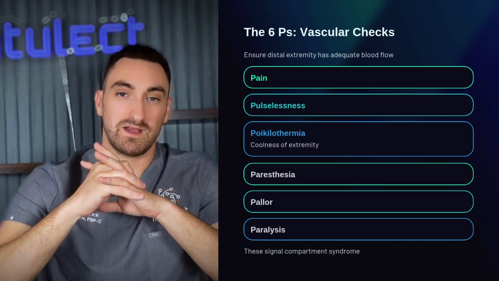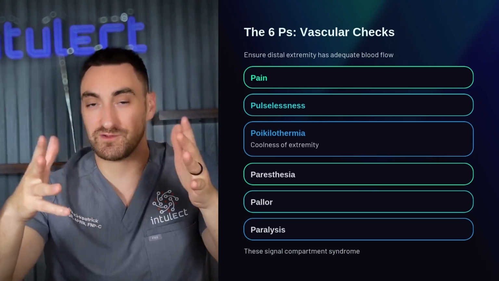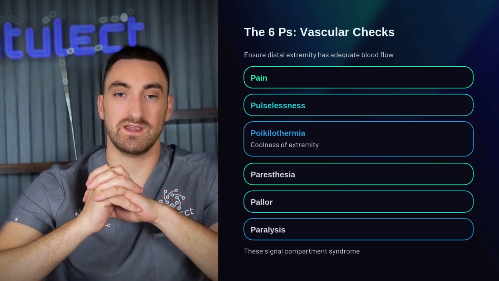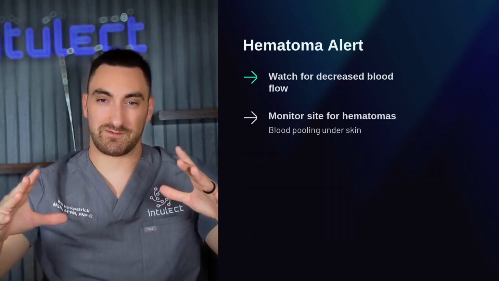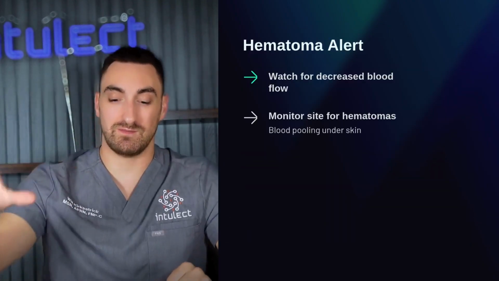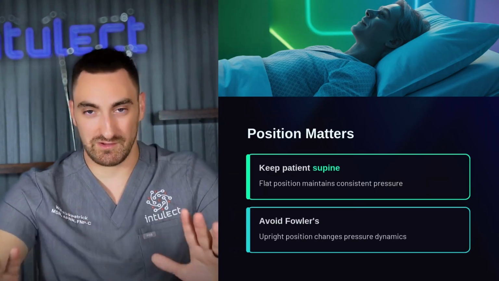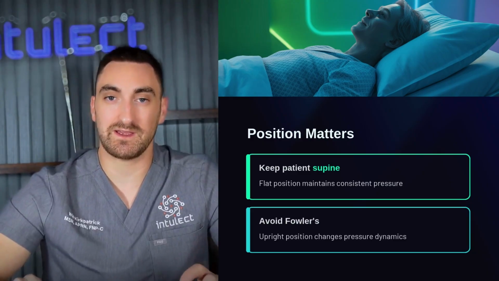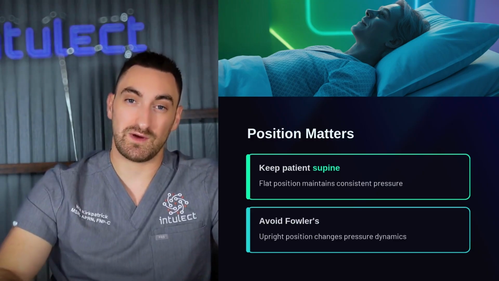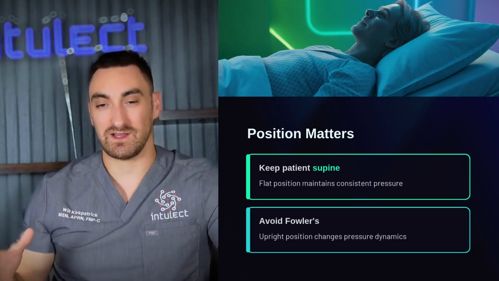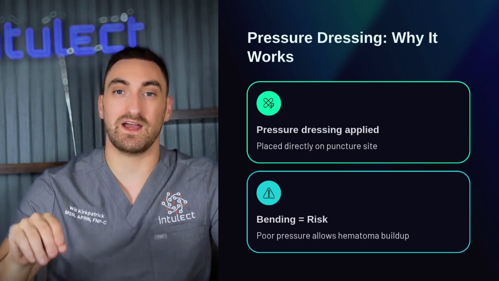So you're going to look for some issues such as your 6 Ps. Think compartment syndrome: pulselessness, poikilothermia, so the coolness of the extremity, paresthesia, pallor, and then paralysis. So look out for those, see if there is decreased blood flow, and of course monitor the site itself for any hematomas that are forming underneath the skin. Just really look out for the vascular status of the leg. What you'll likely do afterwards as well is keep this patient supine. You don't want to put them in Fowler's position, where it could increase or decrease the pressure directly on the site, since they usually have a pressure dressing on that puncture site.